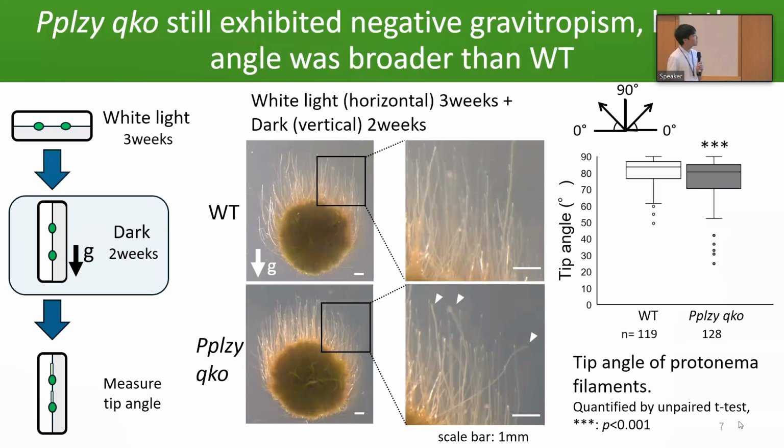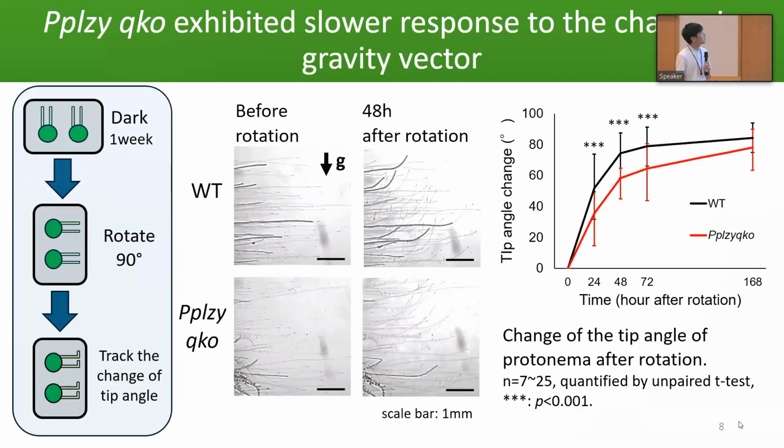But when we had a closer look, we could see that some of the filaments were not straight upwards, and when we did the quantification, there was a significant difference. But here it's not clear, so we wanted a clearer result. We decided to change the angle and track the change in the tip angle by rotating the plate by 90 degrees. The result was much clearer, because after 48 hours, the tip angle of the wild type was oriented at around 70 to 80 degrees.